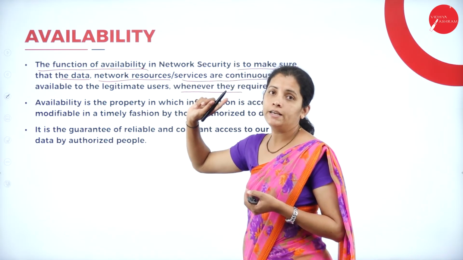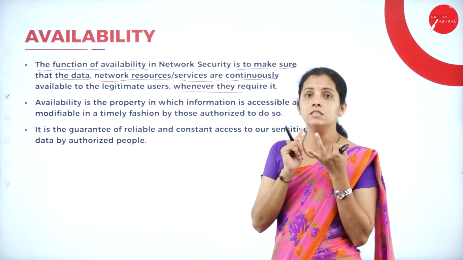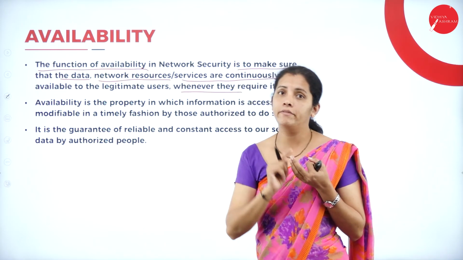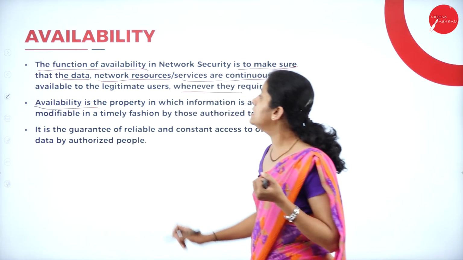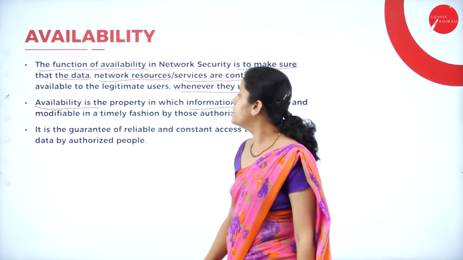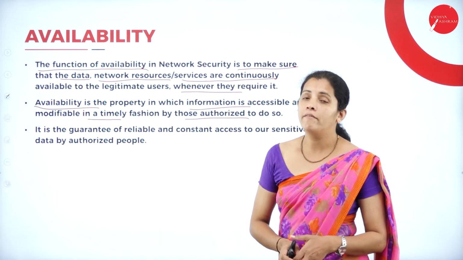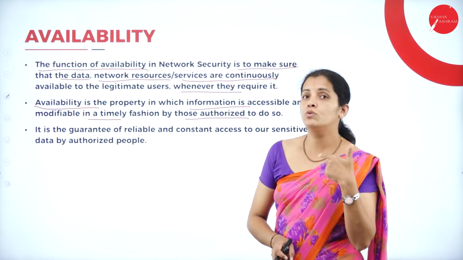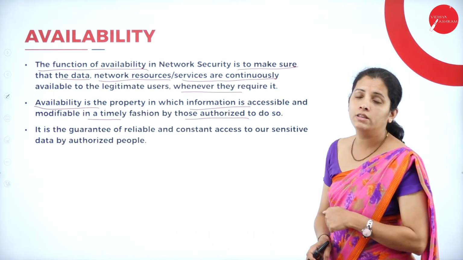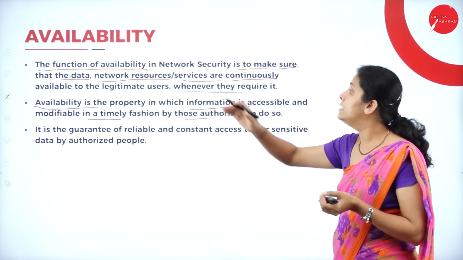Here the Google search engine provides the data based on the user requirement. So the main functionality of availability in network security is to make sure that all the data, network resources, as well as services are available to the authorized user whenever and wherever they require. Availability is the property in which information is accessible and modifiable in a timely fashion by those authorized to do so. That means in availability, the authorized user can modify or alter the data, and they can access the data based on the user requirement. Here users are nothing but the authorized or legitimate users.